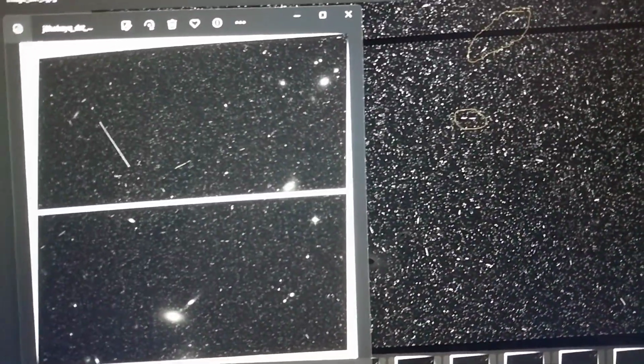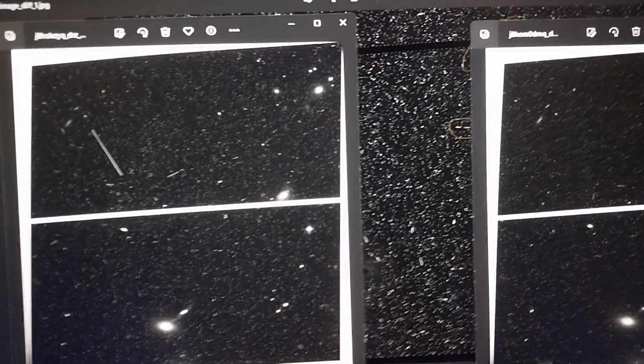This is the output. The difference between the two images, like right here, you can see two streaks 4 days apart. Same right here. There's one over here. This is the difference between the two images. Let's see if I can pull up the images here. All right. This is the left image, and this is the right image.